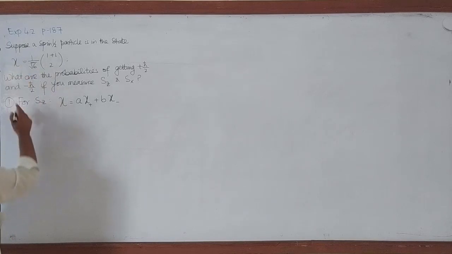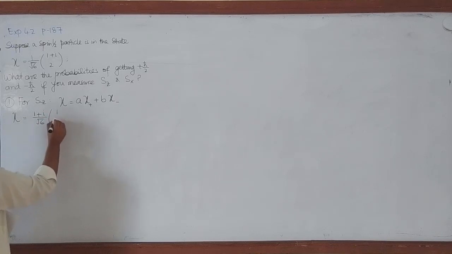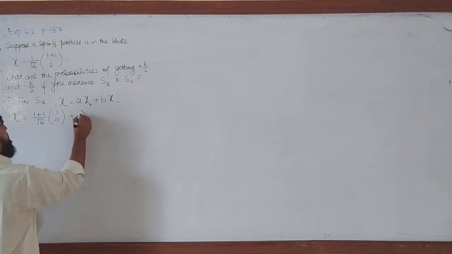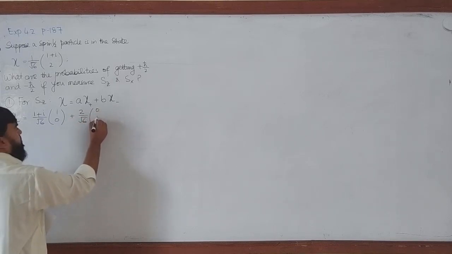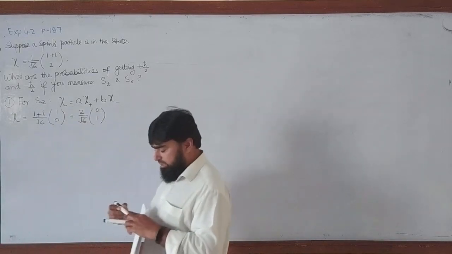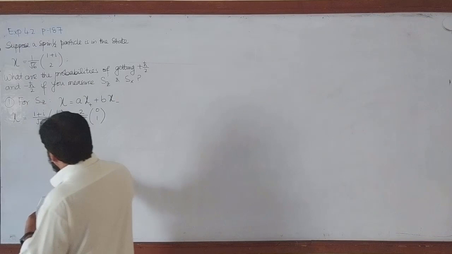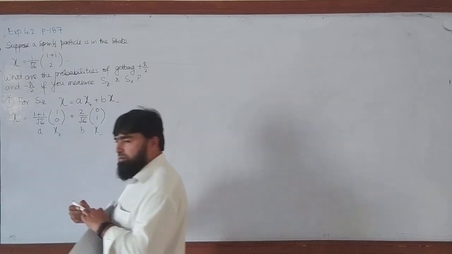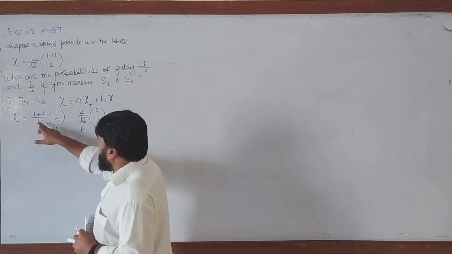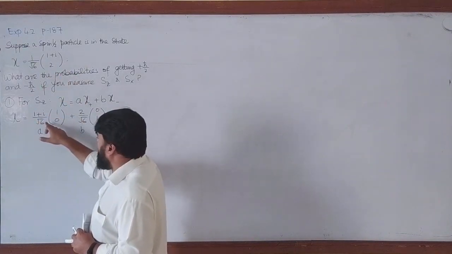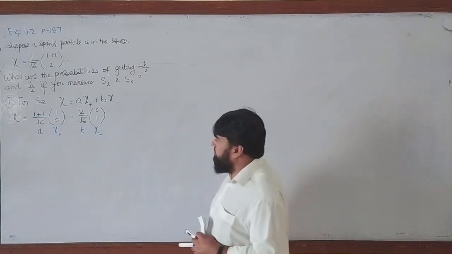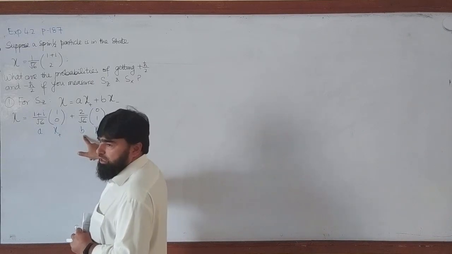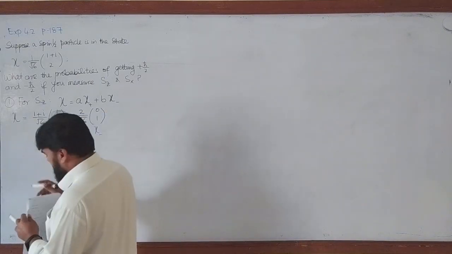I can write this state, chi equals, (1 plus i) by root 6 times (1, 0), plus 2 over root 6 times (0, 1), right? Then this is A, this is chi plus, this is B, and this is chi minus. So I have written the state which was given in terms of A and B here. So the values of A and B are known.